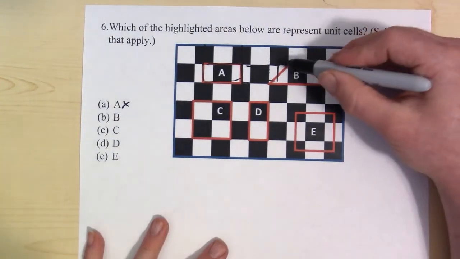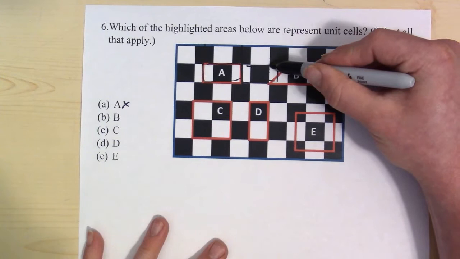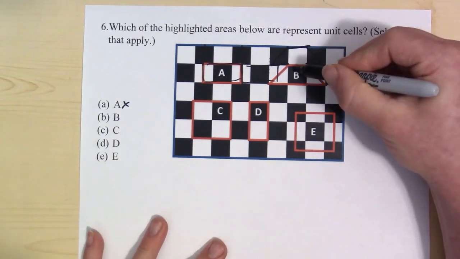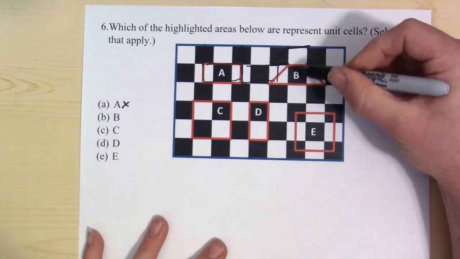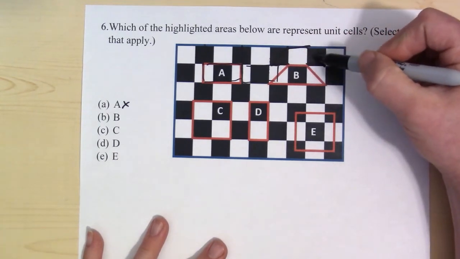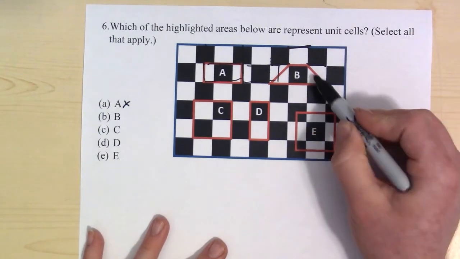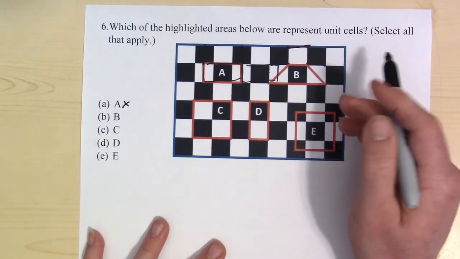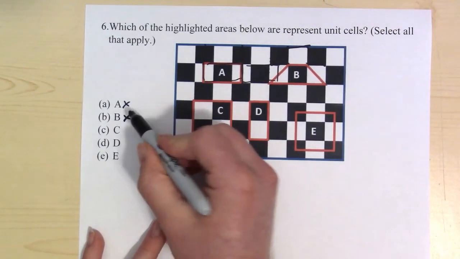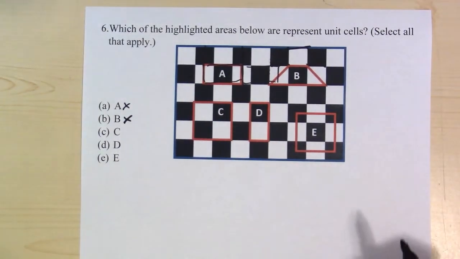Same for B. If we translate it up 1 unit, we have this full black cell in the middle. Now we would have a full white cell with a half diagonal black cell on each side, whereas before it was a half diagonal white cell. So that is not the same when we translate it along the y-axis here. So B is also out.